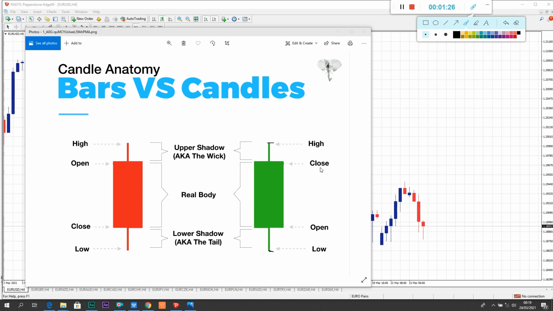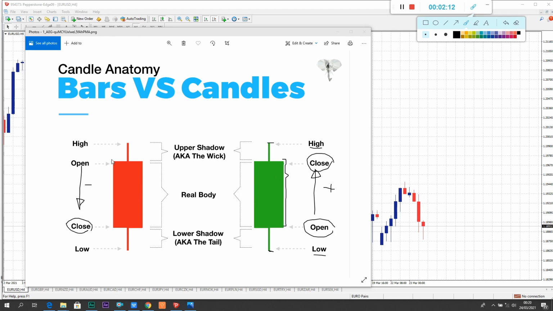When you look at this blue candle, it opens low, just like you see here, and then it closes high. It means that the price has increased. When you look at this red candle, it opens high and then it closes low. It simply means that its price has moved down. These big boxes here are called the real bodies of the candle.